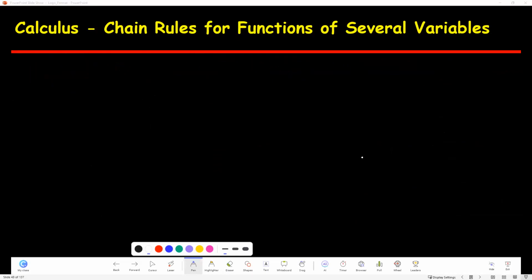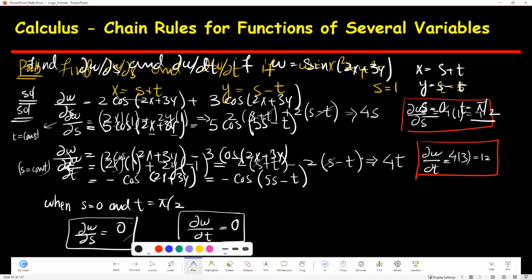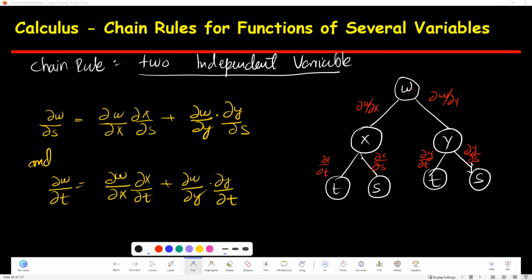I go back here. I'm just writing this dw over dx and dx over ds. Same thing, dw over dy and dy over ds. Here it is going to be changing to dw over dx and dx over dt. So the only difference here is ds and dt, since we have a dt here. Okay, let's go back.